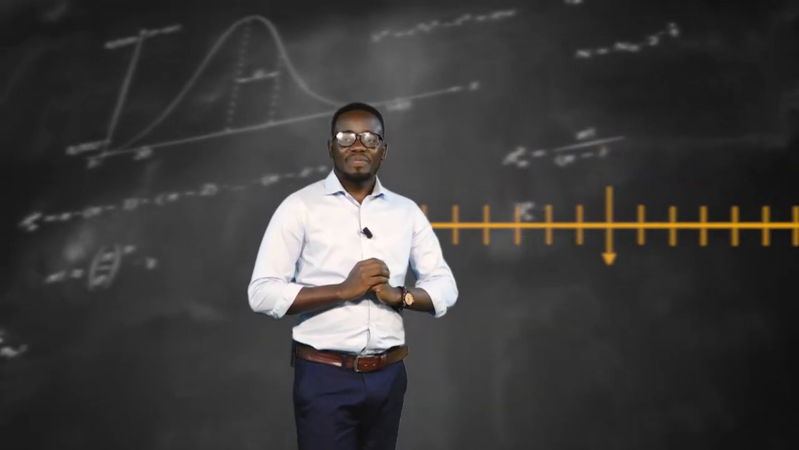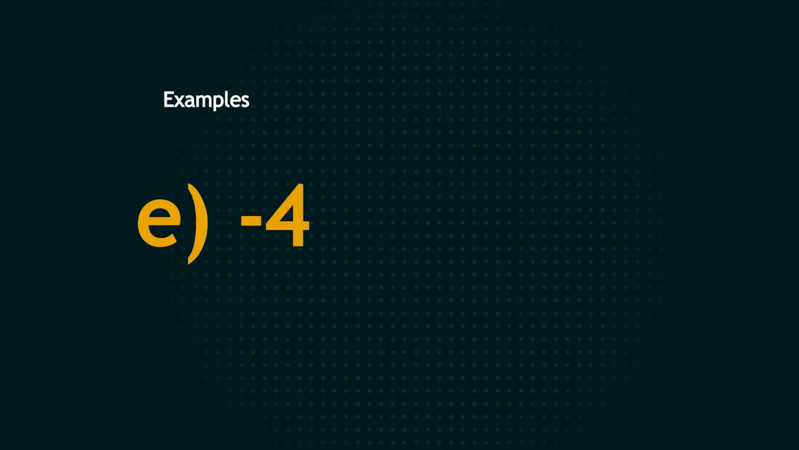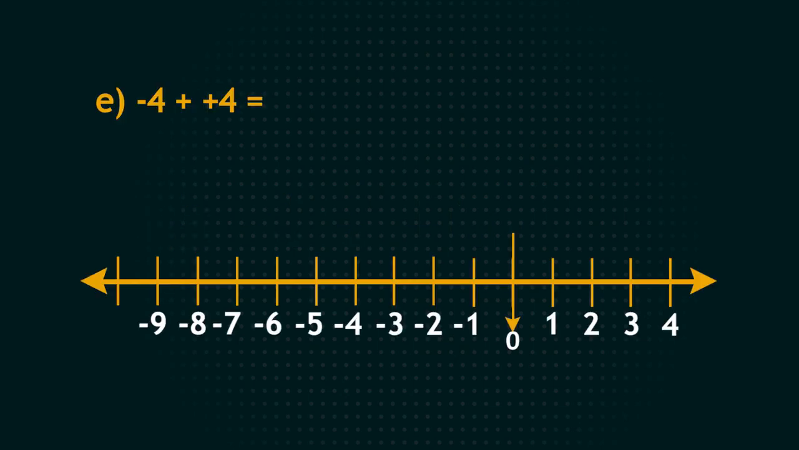The last one, negative 4 plus positive 4. Oh, this time the integers are the same, but the signs are different. Well, let's see which answer we shall get. Negative 4. When the first integer is negative, of course you know where to face. Stand at 0, then face in the negative direction. And move how many steps? 4 steps. 1, 2, 3, 4. 4 steps in the negative direction. That means you are now standing at negative 4.